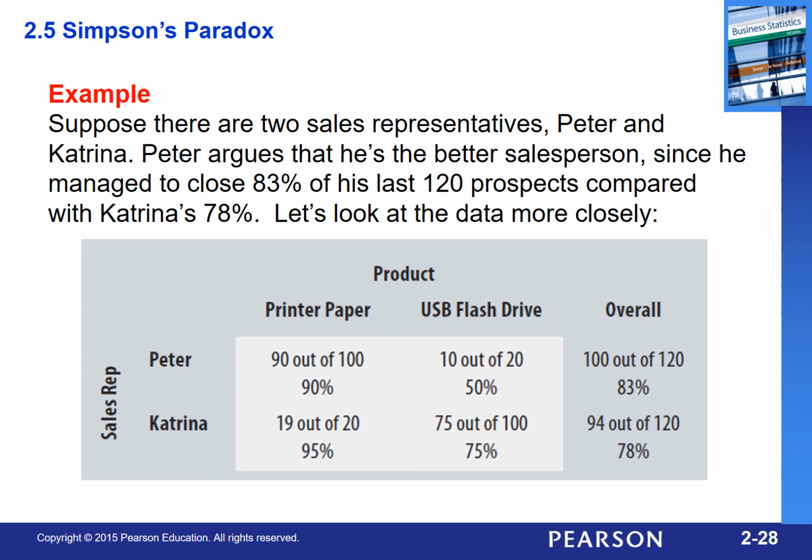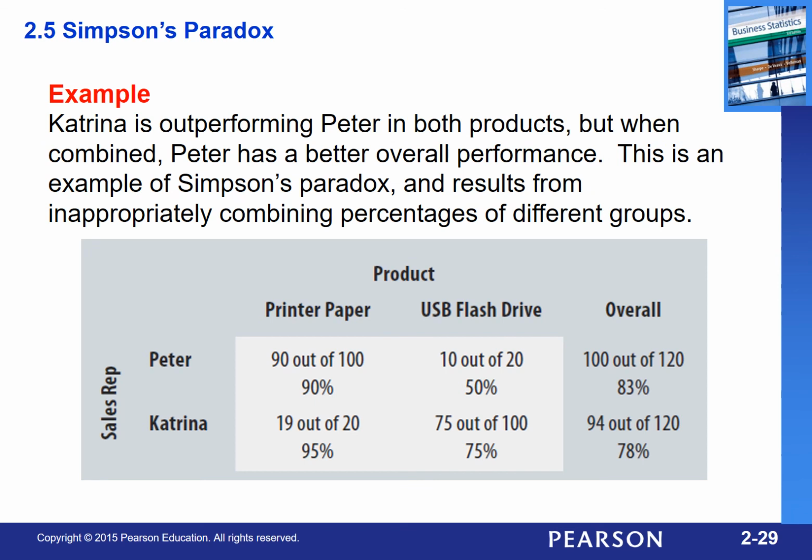And this is where you need to be careful, especially if certain groups are heavy-handed. So for instance, it's very significant that when you look at just paper, yes, Peter did more sales on there. And when you look at Katrina, more of her sales are focused in USB drives. That difference appears to have an effect. So it really is the fact that Katrina is actually outperforming in both products, but when combined, the overall performance appears to not be that way.